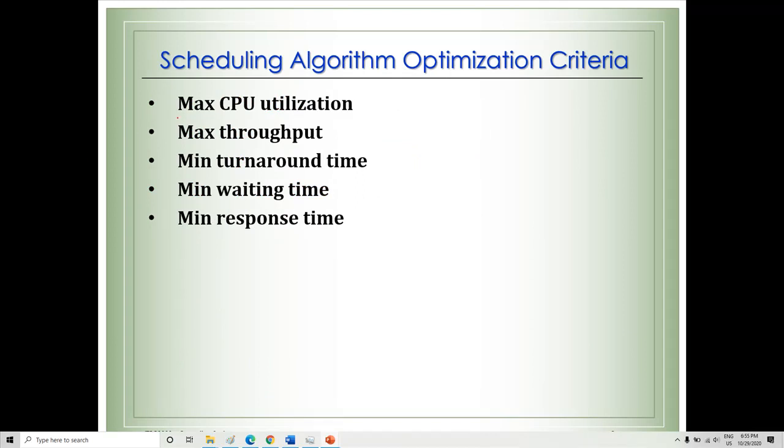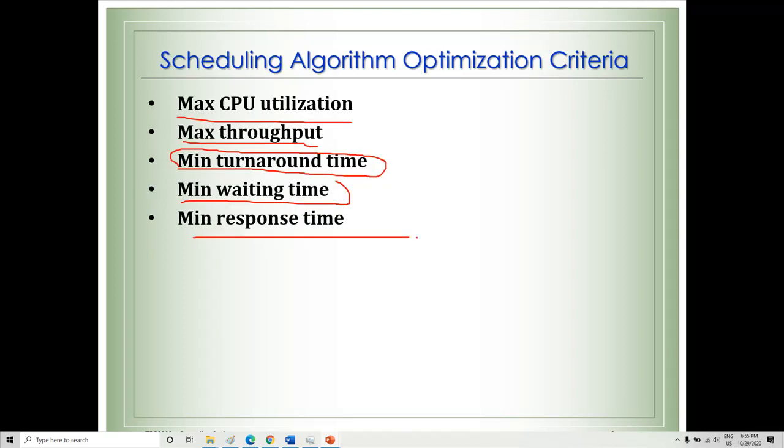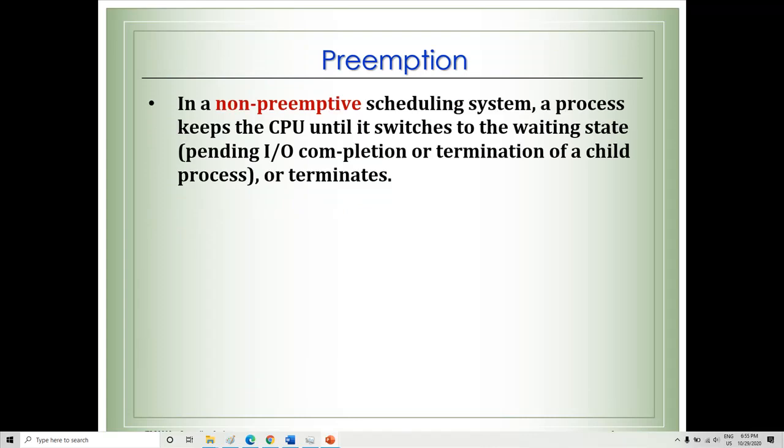So the CPU utilization should be more, throughput should be more, turnaround time, I mean how much time a process spends in the system, should be less, waiting time should be less, response time should be less. So these are the criteria by which we can analyze the different algorithms.